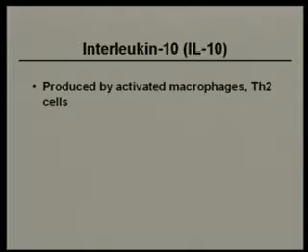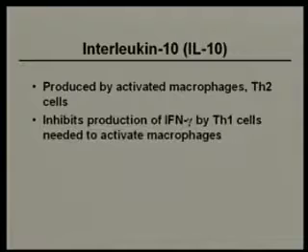And interleukin 10, again, not only is it important for the innate, it is also very important for the acquired. This is produced by activated macrophage and Th2 cells. This inhibits the production of interferon gamma by Th1 cells. And this interferon gamma is needed to activate the macrophage. So it's kind of a way to downregulate the Th1 response by downregulating the macrophage.